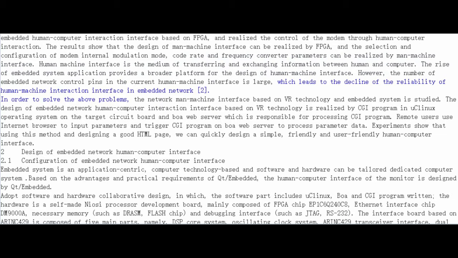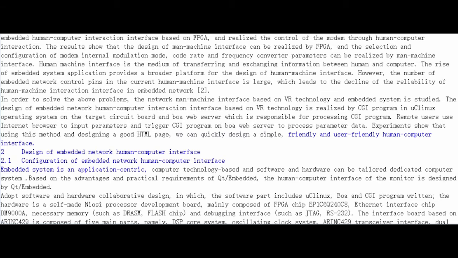In order to solve the above problems, the network man-machine interface based on VR technology and embedded system is studied. The design of the embedded network human-computer interaction interface based on VR technology is realized by a CGI program in the Uclinux operating system on the target circuit board and the BOA web server, which is responsible for processing the CGI program. Remote users use an internet browser to input parameters and trigger the CGI program on the BOA web server to process parameter data. Experiments show that using this method and designing a good HTML page, we can quickly design a simple, friendly and user-friendly human-computer interface.